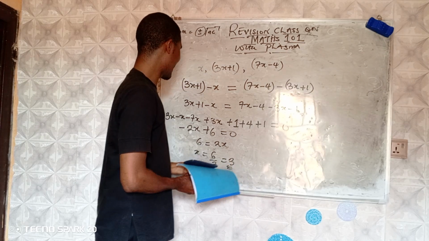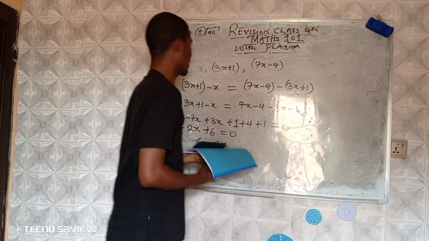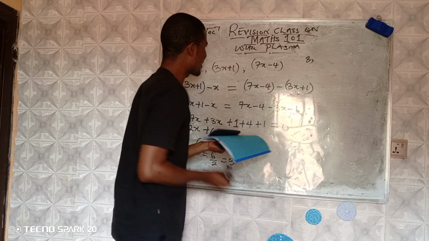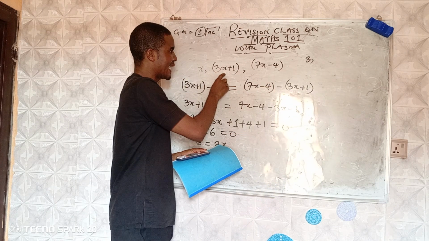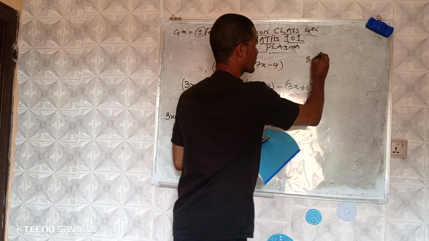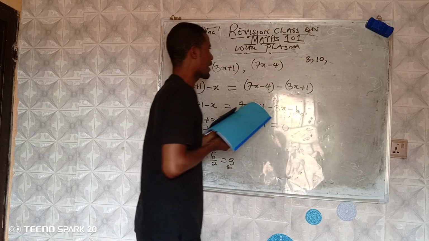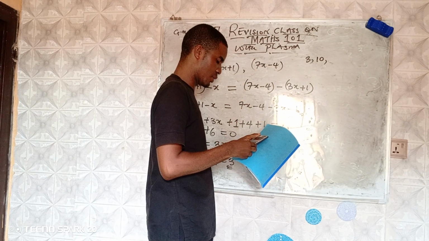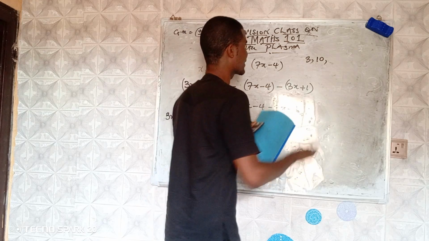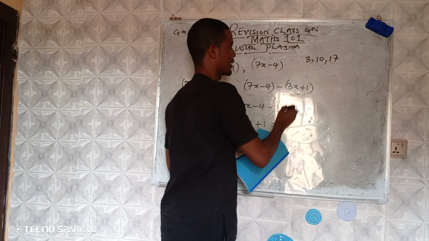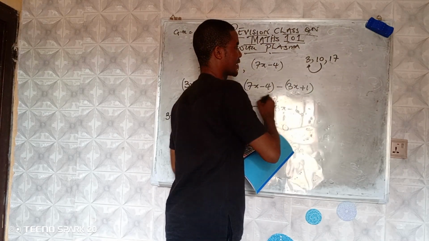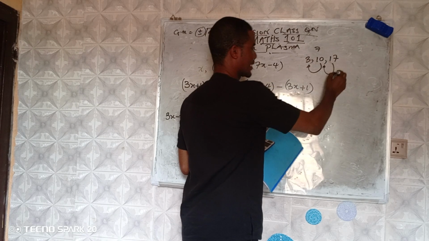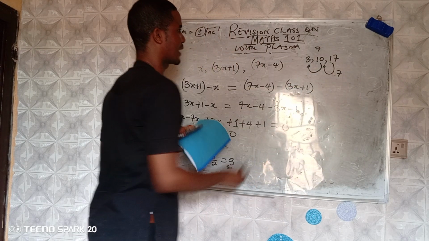Since I've got the value of my x to become 3, I will now rewrite this equation. I will now have x is 3, comma, 3 times 3, 9. 9 plus 1 is 10. 7 times 3 is 21. 21 minus 4 is 17. Do you see that 10 minus 3 is 7? 17 minus 10 is still 7. So this is what they are trying to say.